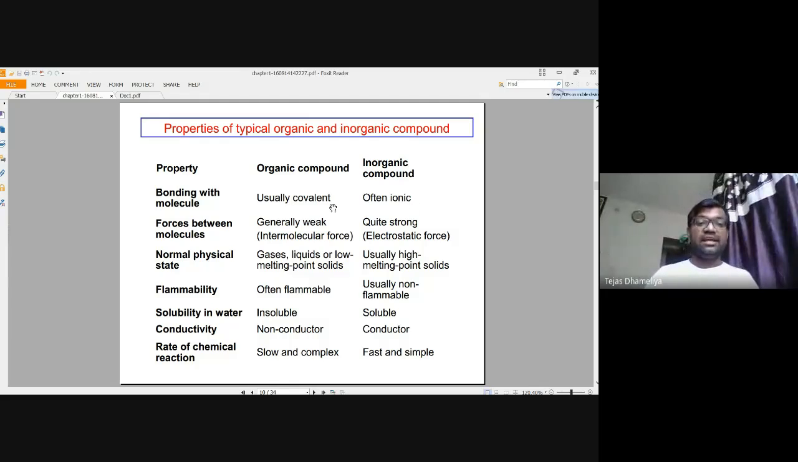Okay, then forces. For organic compounds, the force is called intermolecular forces. What can be the force? So we will also learn in the next lecture what can be the forces between the molecules. Okay, so the forces of organic compounds are weak, but for inorganic compounds, they are strong enough.